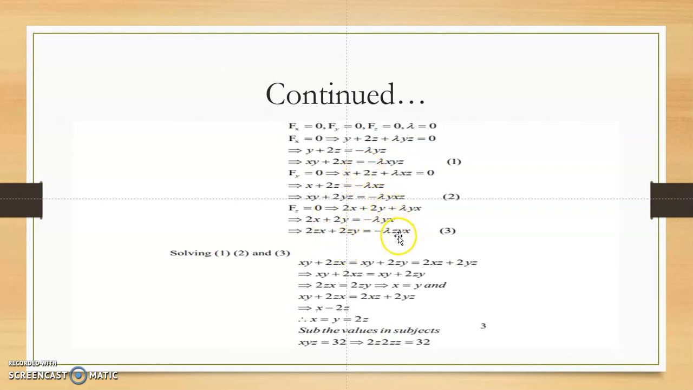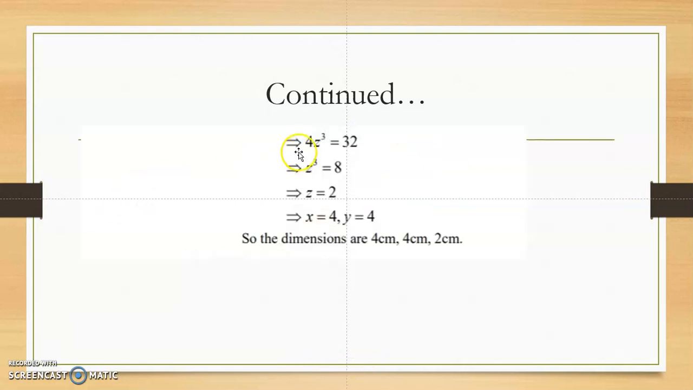After solving equations 1, 2 and 3, equating the first and second equation, we get x is equal to y. Then equating the second and third equation, we get y is equal to 2z. So from these two equations, we get x is equal to y is equal to 2z. Substituting all the values in the given volume, we get the z value.